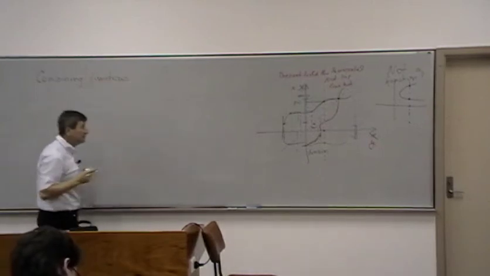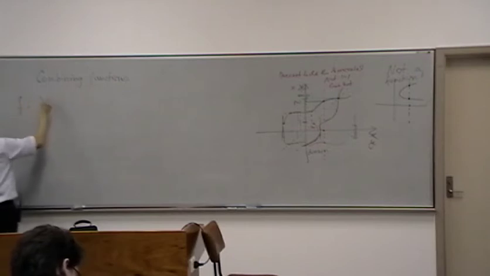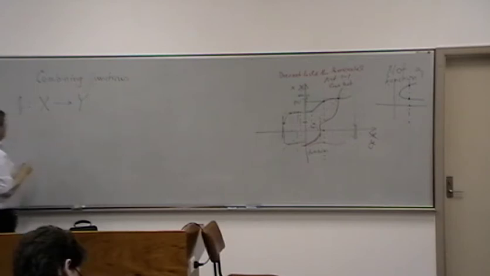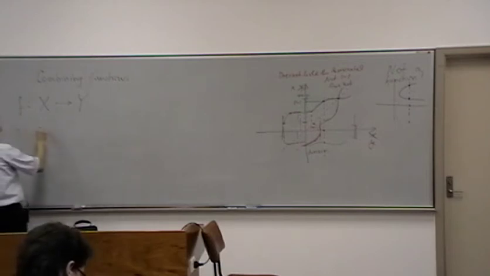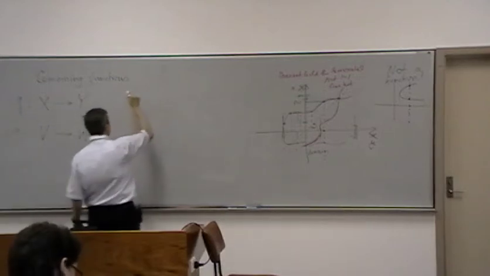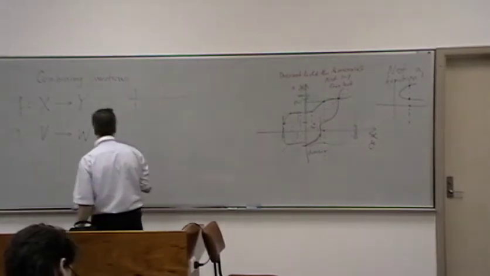Functions and inverse we did already discuss. So assume you have a function f which takes a certain domain x into a certain codomain y, and we have a function g which takes, say, a certain domain v into a certain domain w. So to keep things simple, we can have a table.